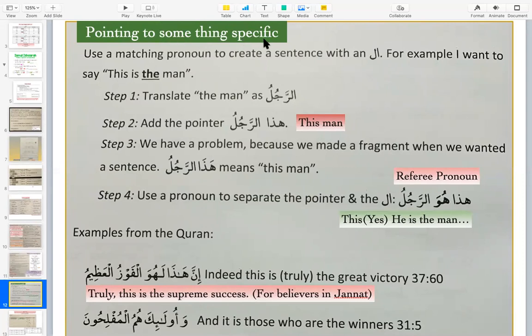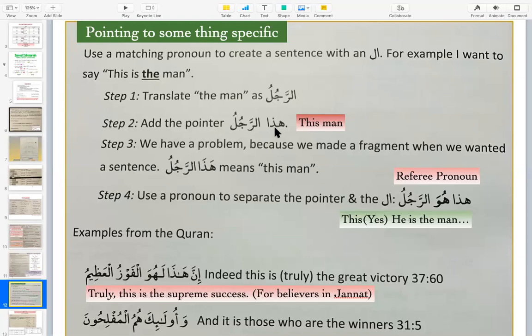Sometimes we want to point to something specific. Okay, so I want to say ar-rajulu. I want to point to some person. So what happens then? Use a matching pronoun to create a sentence with al, for example. This is the man. This is the sentence I want to say. This is the man. Now, the man, we know that when I want to say something definite, I need to add al to it. So I need to say ar-rajulu, the man. Now, since I want to say this is the man, I put haza over here.